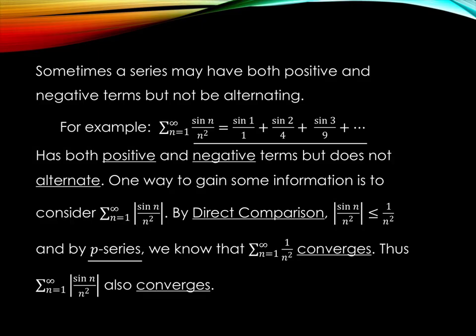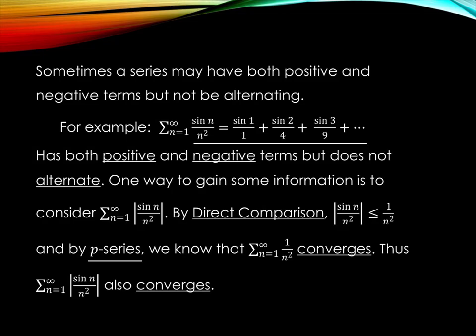Sine bounces up and down between positive and -1, and it does it at certain intervals, but they aren't the whole number intervals, right? So if I did sine of 1, sine of 2, sine of 3, sine of 4, it's not always going to go positive, negative, positive, negative. Sometimes I'm going to get a couple negatives in a row, or a couple positives in a row. So this one has positive and negative terms, but it doesn't alternate.